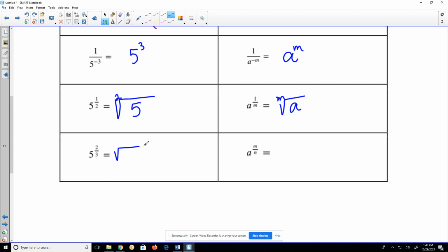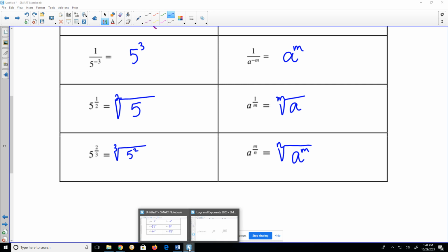We can apply both of these integers, these constants, separately. So 5 squared over 3. We're saying we're taking 5 squared and we're taking the cube root of that term. So 5 to the 2/3 power is the cube root of 5 squared. Generally speaking, a to the m over n power is the nth root of a to the m power.